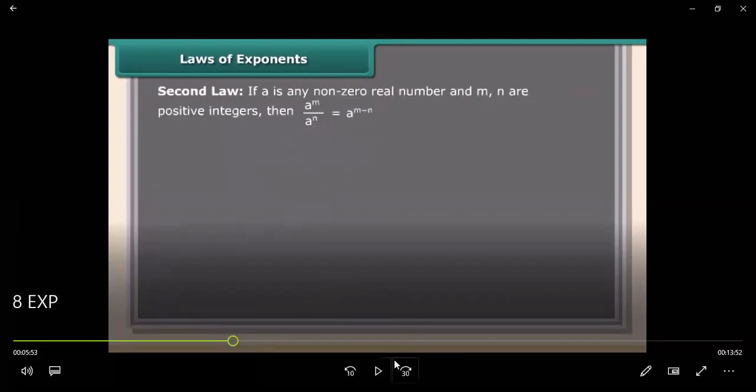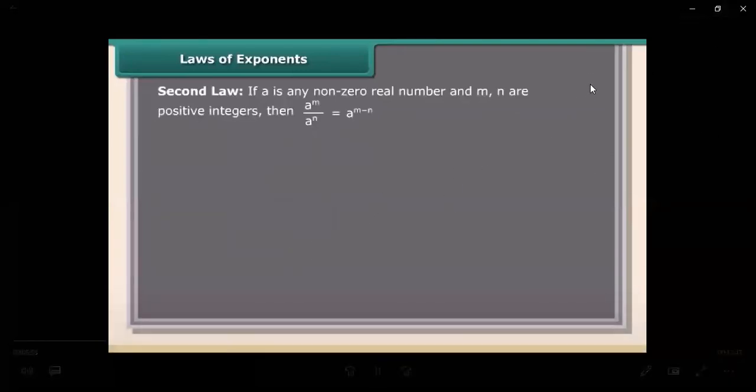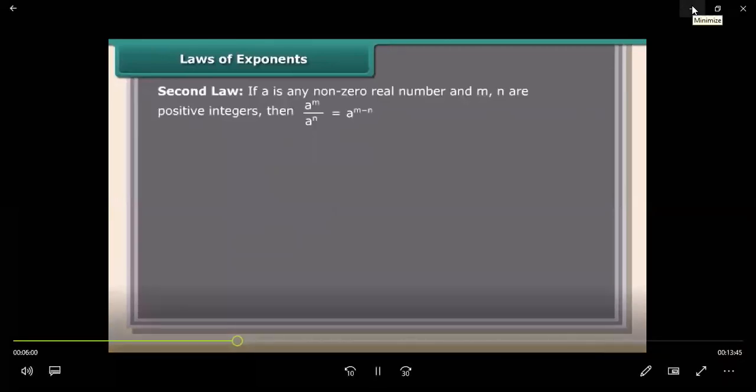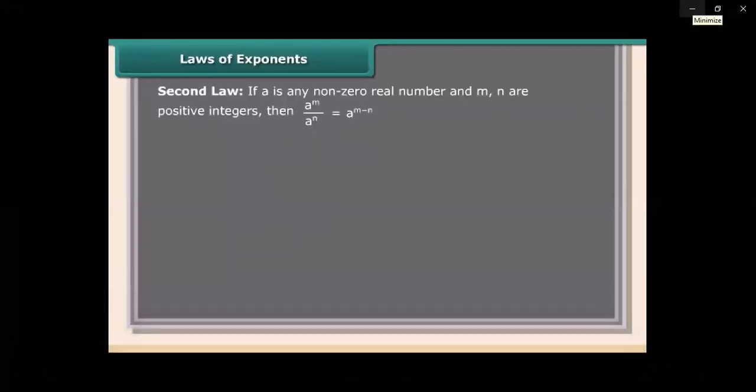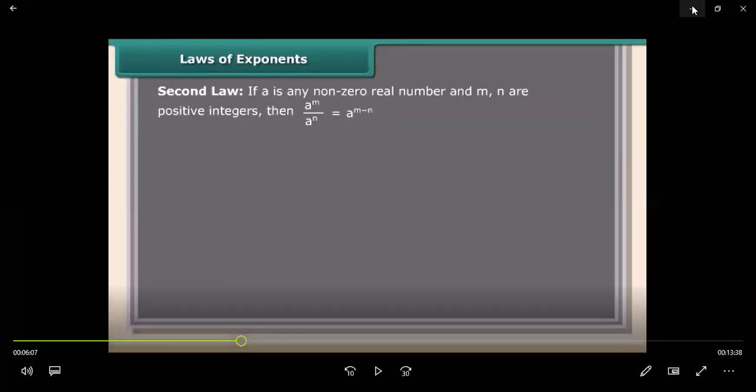Then let's move to the second law, which says that if a is a non-zero real number and m and n are positive integers, then a raised to the power m divided by a raised to the power n is equal to a raised to the power m minus n. So it is a little bit similar to the previous one. In the previous law, we were multiplying the two exponential numbers, okay? But in this case, we are dividing. And one thing you have to make sure is that the bases should be the same in this case also.